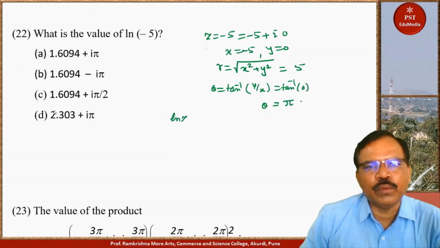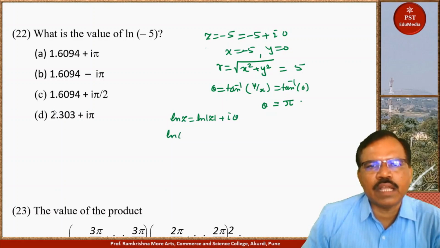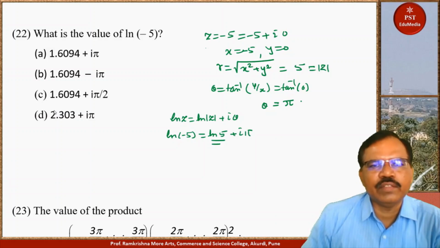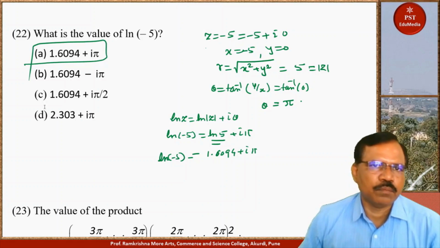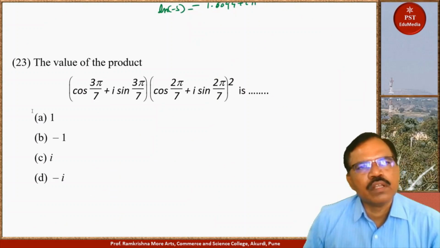Log z, we know it is log of modulus z plus i theta. So log z means I have taken here minus 5. Log of modulus of z means r. That is log 5 plus i pi. Now log 5 is 1.6094 plus i pi. So this is log of minus 5. So this first one is correct.